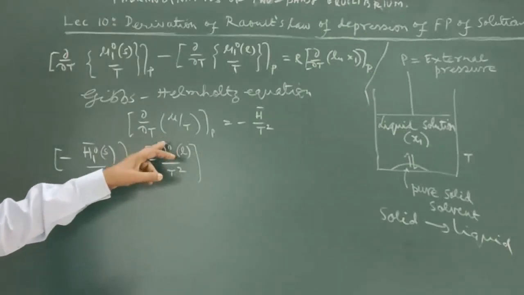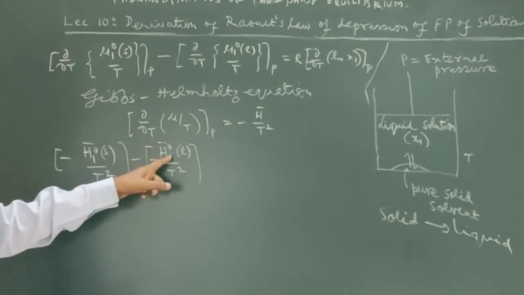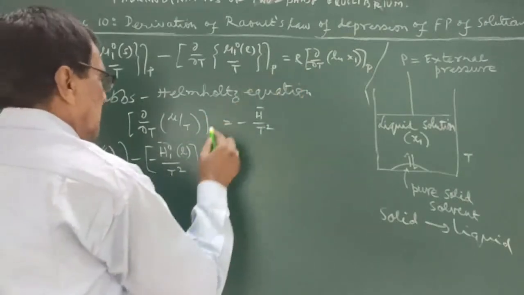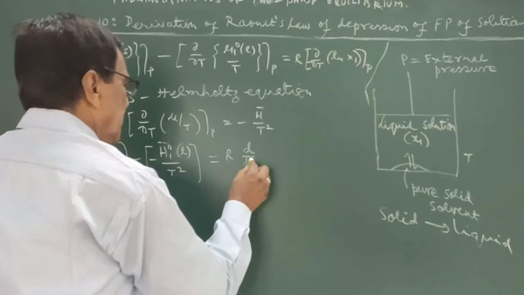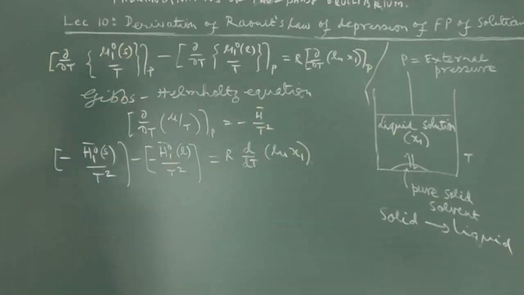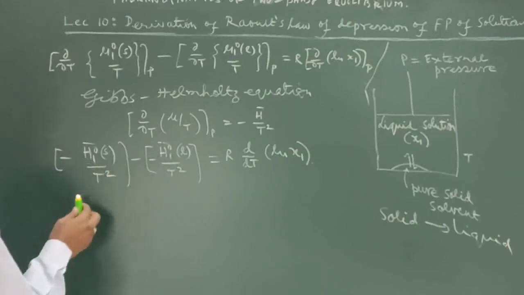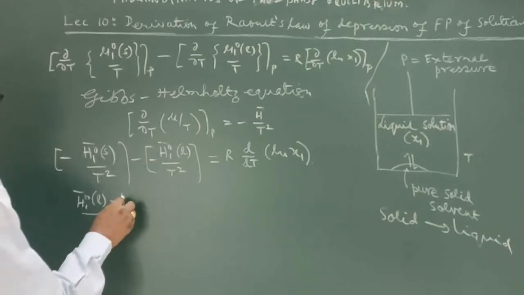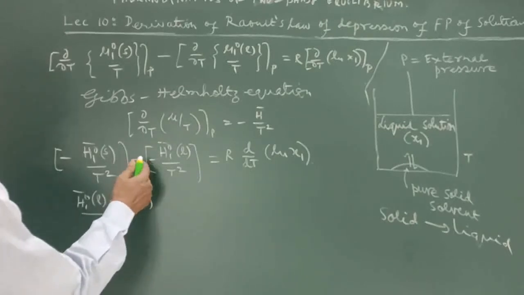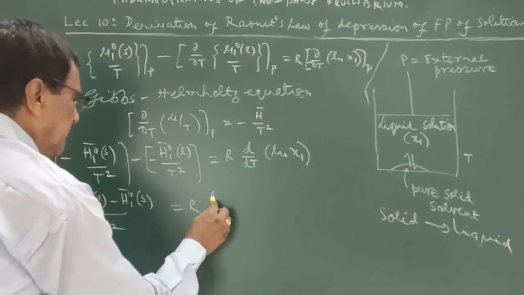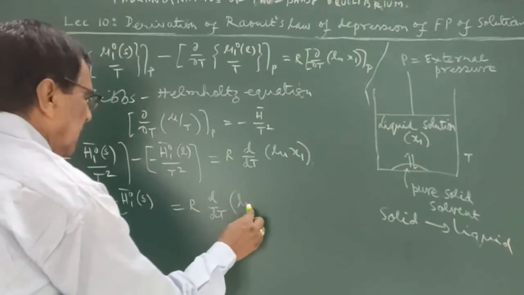This is the molar enthalpy of the pure solvent in the liquid phase, and T the temperature, and this is equal to R d by dT of ln x1. If we simplify this, then T square will be common, and here H1 bar L minus H1 bar S, this minus minus becomes plus, and this is equal to R d by dT of ln x1.